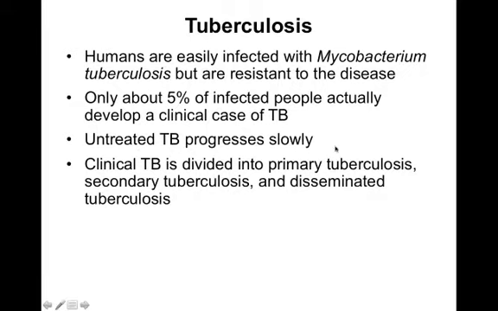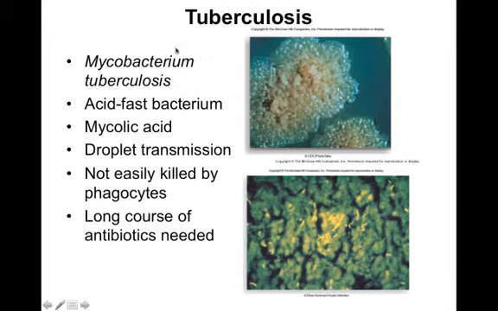Untreated TB progresses slowly. It's a very, very slow growing organism, very, very fastidious, so it takes a very long time for it to really set up shop and cause significant disease. And then clinically, TB is divided into primary tuberculosis, secondary tuberculosis, and disseminated tuberculosis. And this is what you get only in this 5% of people who become actively infected. So tuberculosis, again, is Mycobacterium tuberculosis. This is what it looks like.